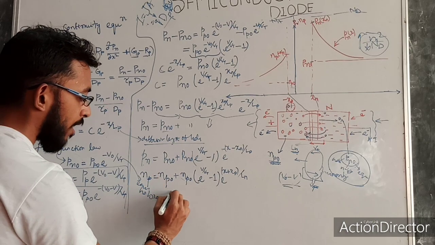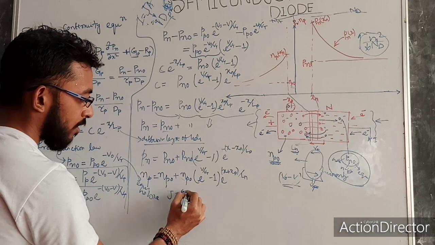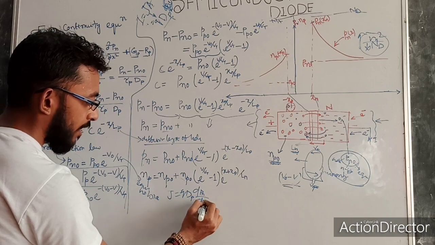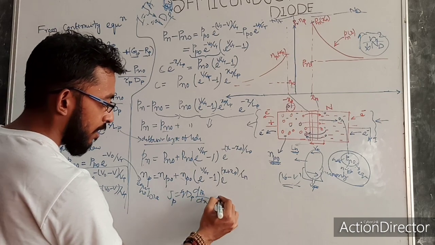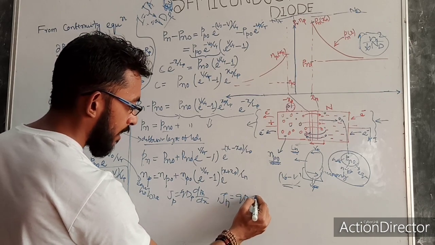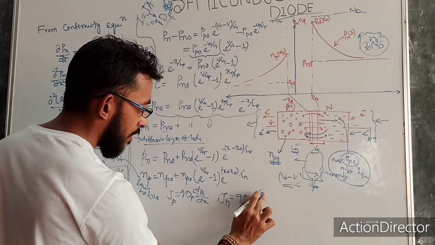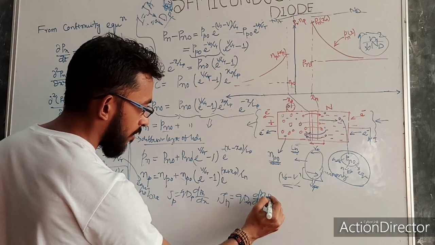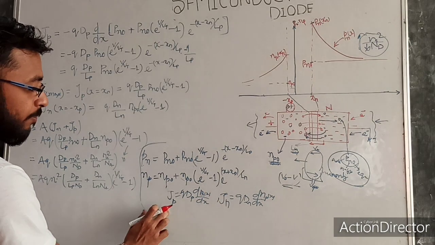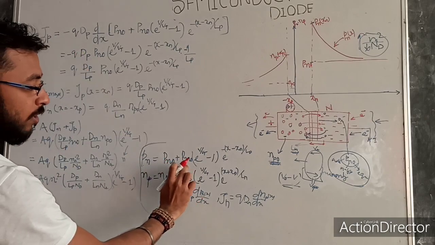Okay. Now we found this Pn and Np. Now we are going to find J. Jp is minus q Dp times d of Pn upon dx, and again Jn is q Dn times d by dx of Np. This is Np of x, this is Pn of x. Now we are interested to find Jp. Jp is nothing but minus q Dp times the derivative of this one.